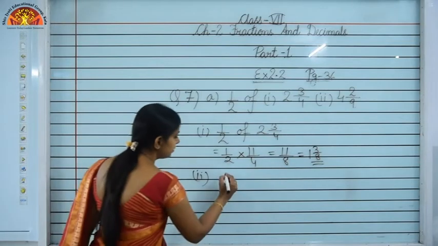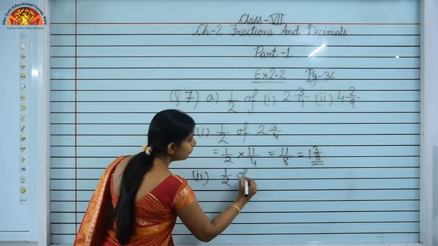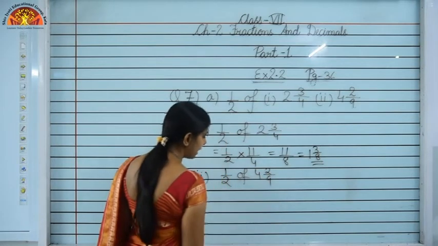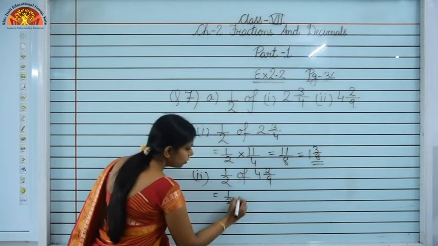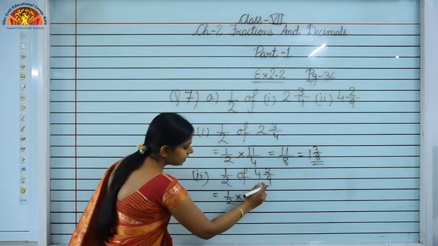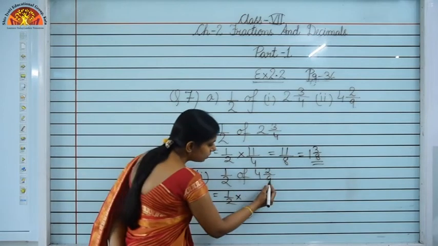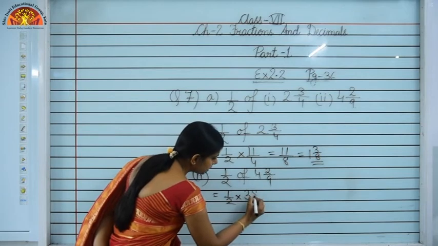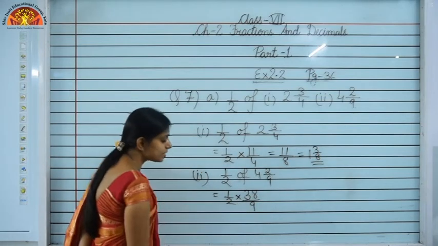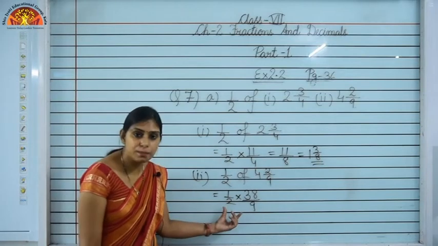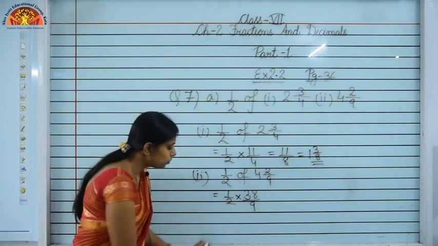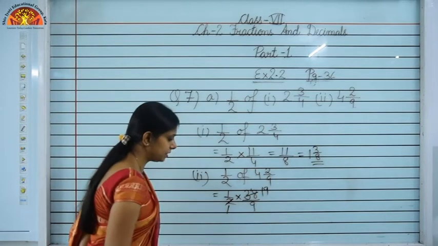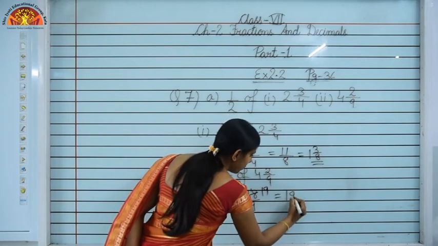Again the same thing, 1 upon 2 of, now the second mixed fraction is 4 2 upon 9. Now 1 by 2 of means into. Now again you can just convert it into an improper fraction. 9 4s are 36 and 36 plus 2 is 38 upon 9. Now you can see children that here you can do the simplification, that is by the table of 2. So 2 1s are 2, 2 1s are 2, carry 1, 2 9s are 18, that is 19 upon 9.